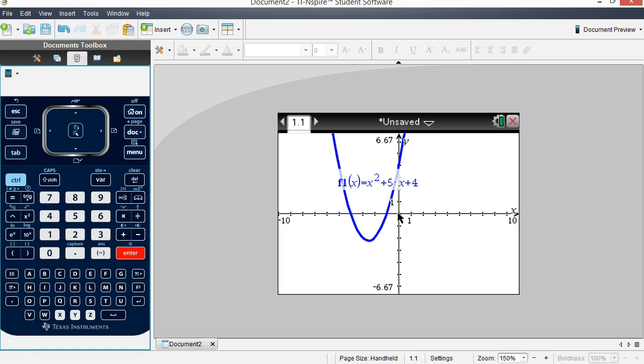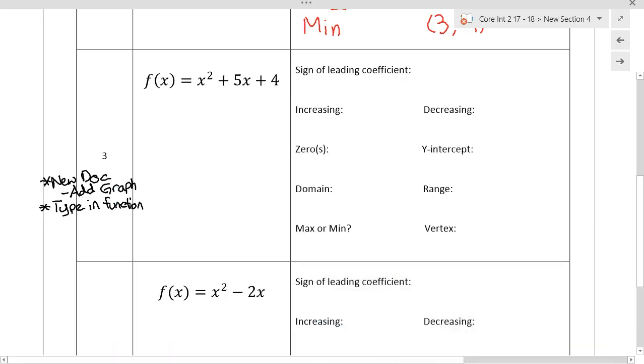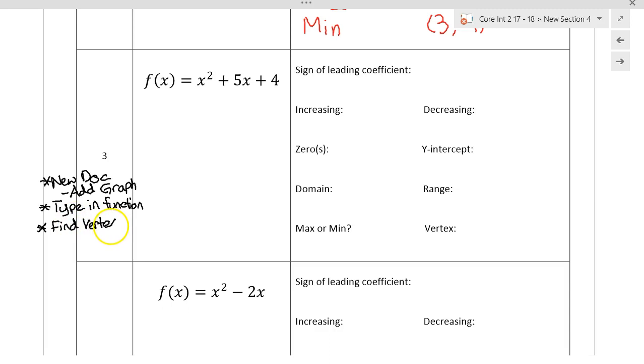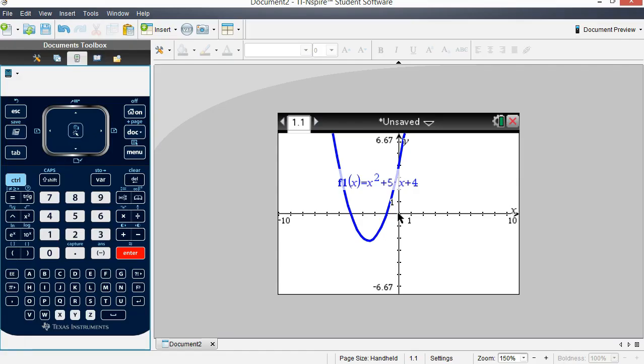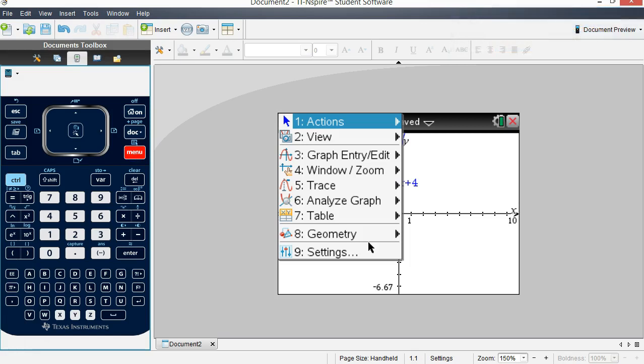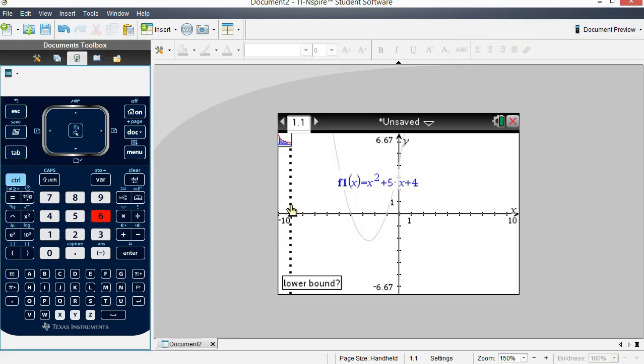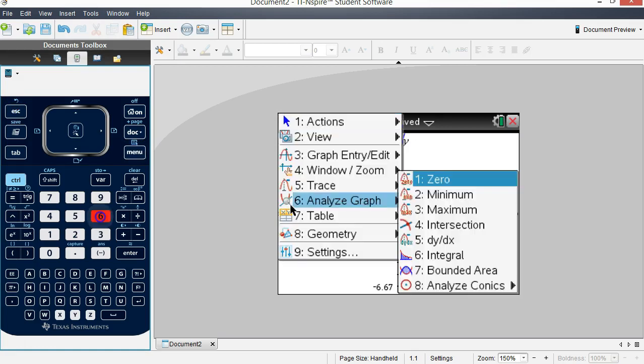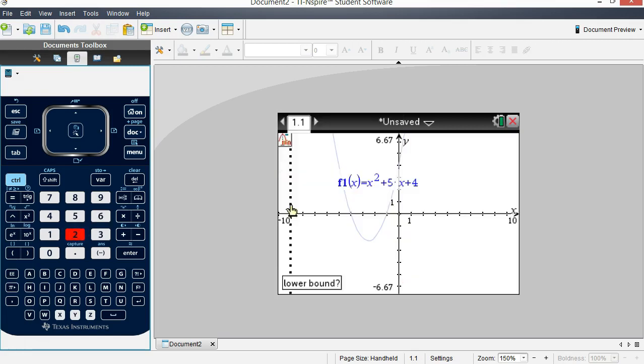My next step is going to be finding the vertex. And in order to find the vertex, we are going to go to menu. We're going to choose option 6. And then you might choose option 2 or 3, depending on if your graph has a maximum or a minimum. This one has a minimum. So I'm going to go to menu, number 6. Menu, number 6. And then I want either minimum or maximum. Again, we said this one has a minimum, so I'm going to hit number 2.